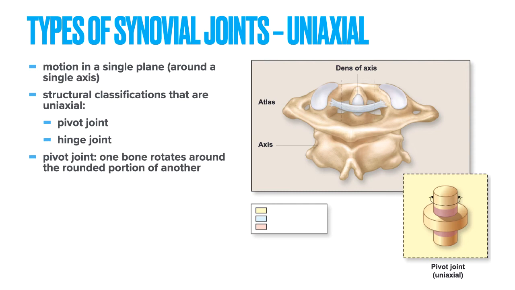So in a pivot joint, one bone rotates around the rounded portion of another. Okay, so an example of this is shown in this image. It's the atlantoaxial joint, which is found between the C1 vertebra, the atlas, and the C2 vertebra, the axis. So here what you have is that upward projecting dens of the axis that articulates with the inner aspect of the atlas. And then, of course, it's held in place by a ligament. And so rotation at this joint allows you to turn your head from side to side.